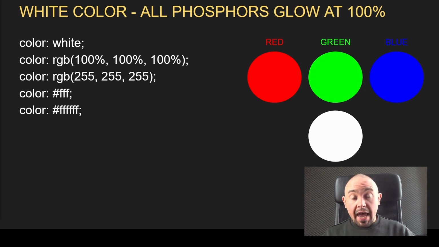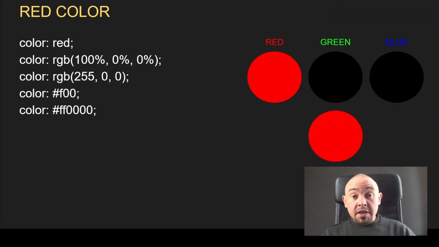We will talk about the hexadecimal system later, so don't worry about it for now. In this way, we will get the red color or one of the other base colors. The phosphor responsible for a particular color must glow at full power, while the other phosphors do not glow at all. We can write such a color with the name red, green, or blue. We can also use the RGB function where a specific color gets the highest value, which is 255 or 100%, and the rest gets 0 or 0%.